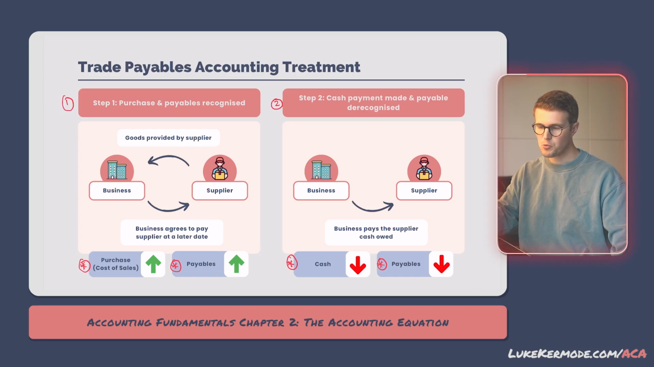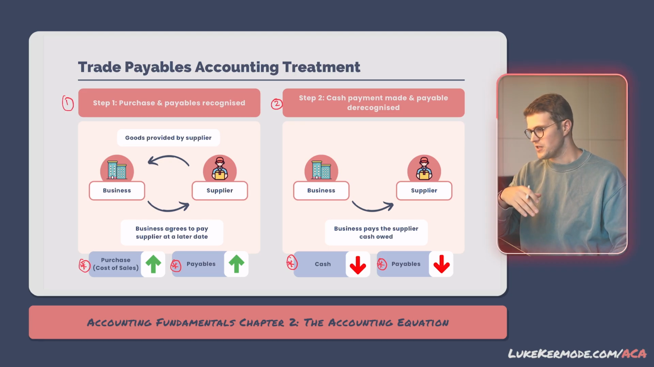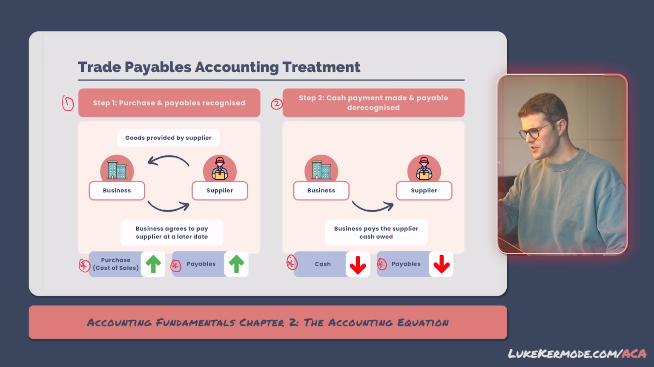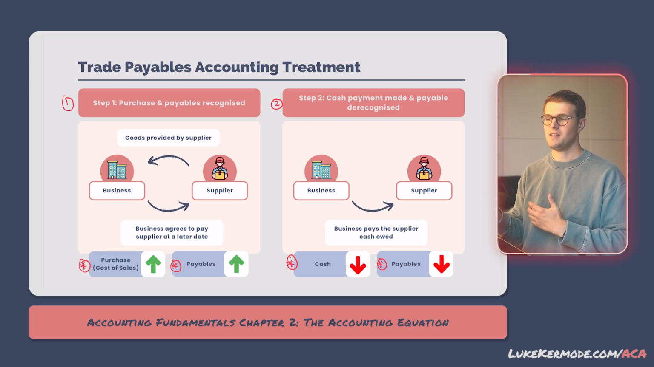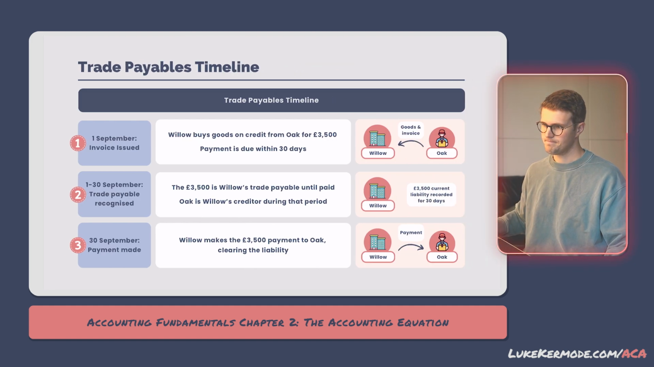Just like with trade receivables, the key point is that the purchase itself is recorded at the time the goods or services were received, not when the cash is paid out. So to summarise, trade payables show how much the business owes to its suppliers, and they're essential for understanding a business's short-term obligations and cash needs.